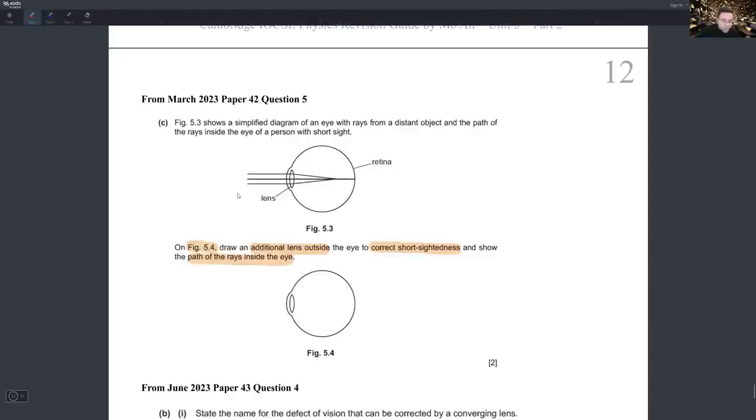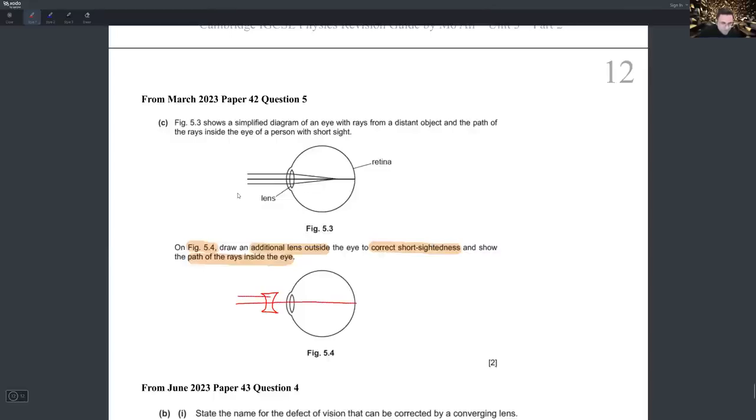So what do I draw? I draw a diverging lens. It does not have to look pretty. It does not have to be accurate. I just draw a diverging lens. And draw light rays, just like he drew, 2 or 3, I'll do the same. I'll draw one in the middle, it reaches your retina.